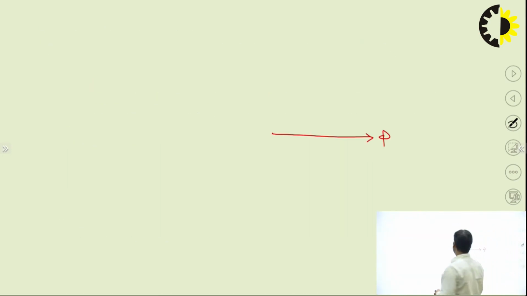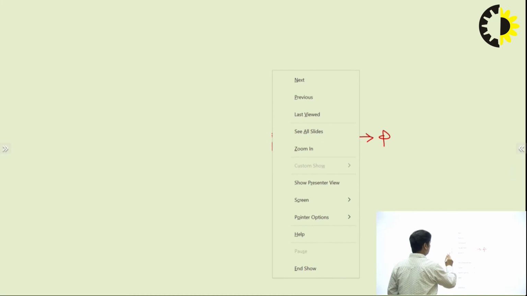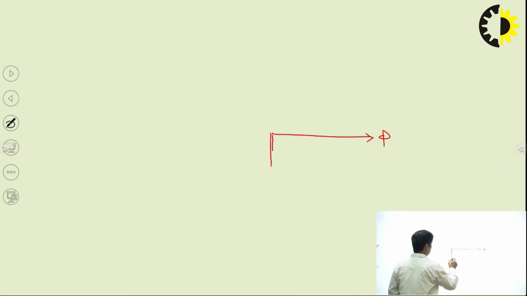So we know that E1 and E2 are taken as 90 degrees. So let us take this as E1 and E2. So take it as E2, E1. So they are 90 degrees.